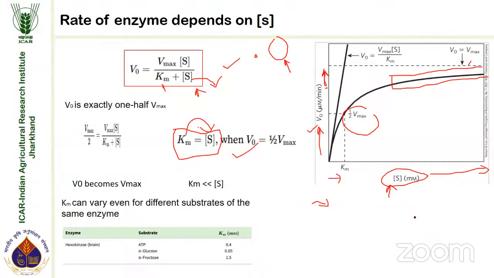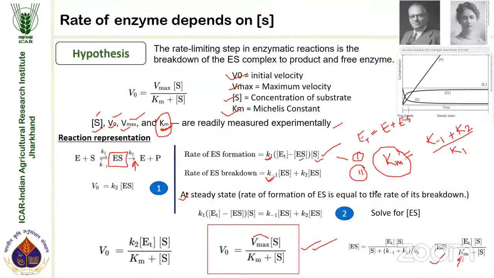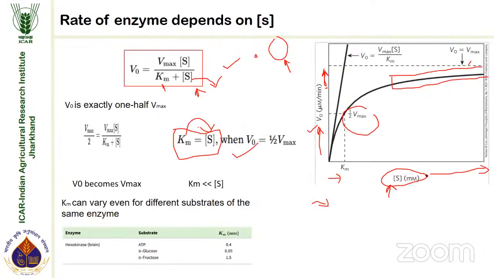Again, in the previous slide we discussed this: K inverse means the reverse direction, and K2 is this one. So Km is the ratio of the rate of ES expenditure to the rate of ES formation. Traditionally, Km has also been used to determine which substrate the enzyme has more affinity for.